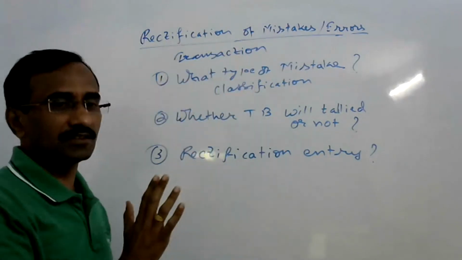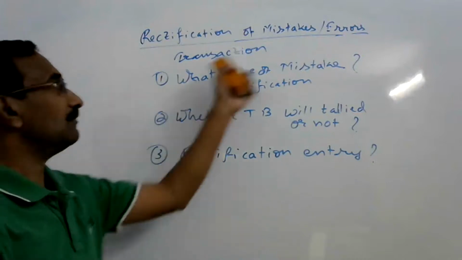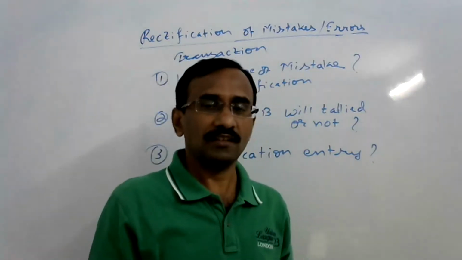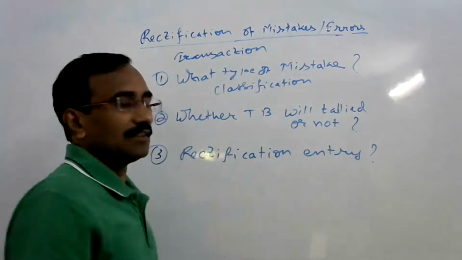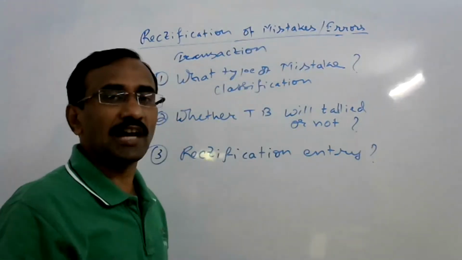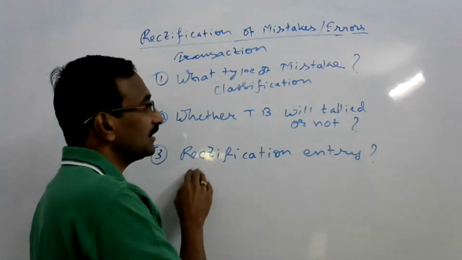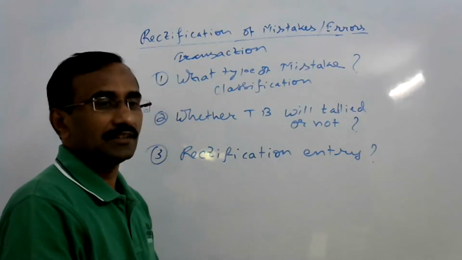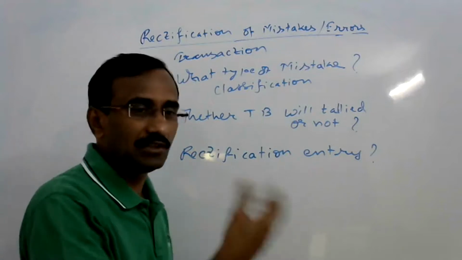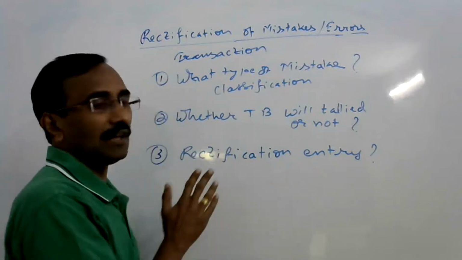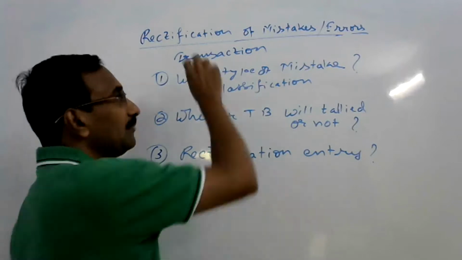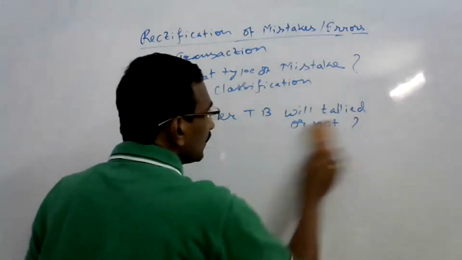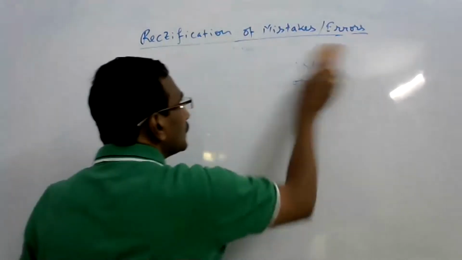So they will give you one transaction and may ask what kind of mistake it is, classification. Then whether because of this transaction the trial balance will tally or not, or third, what is the rectification entry. If that mistake or error has been committed, then how to rectify? What rectification entry will you pass in your books of accounts? So they will give you a transaction and these three questions can be asked. Right? We will go one by one to answer this.